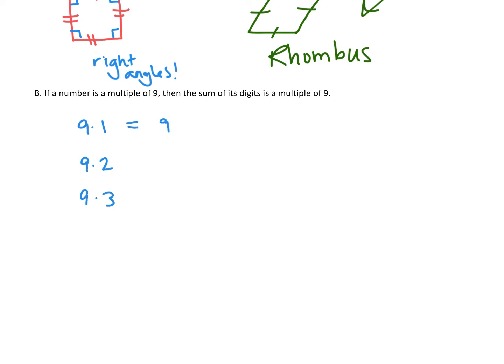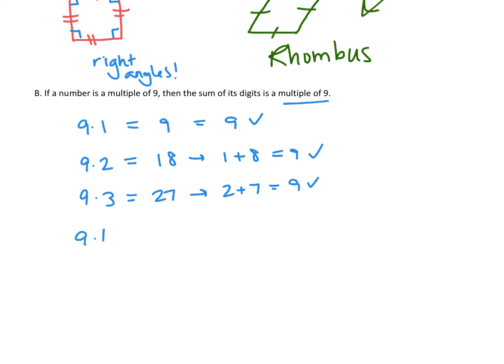9 times 1 is 9. They're saying the sum of its digits. Well, the only digit is 9, so the sum of that digit is equal to 9. So that one worked out. 9 times 2 is 18. And they're saying the sum of the digits, so 1 plus 8 equals 9. That is a multiple of 9. All right, let's see. 9 times 3 is 27. The sum of the digits, 2 plus 7, is this a multiple of 9? Yep, equals 9. All right, let's try some bigger numbers.